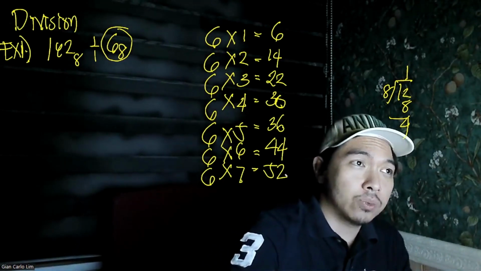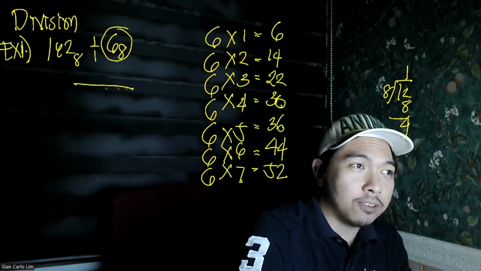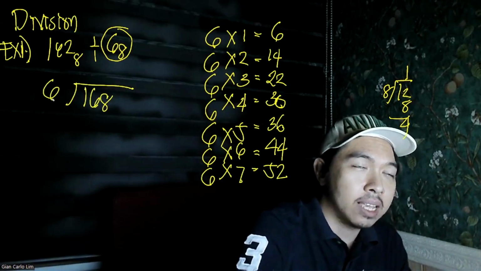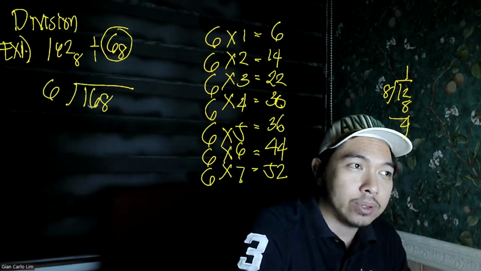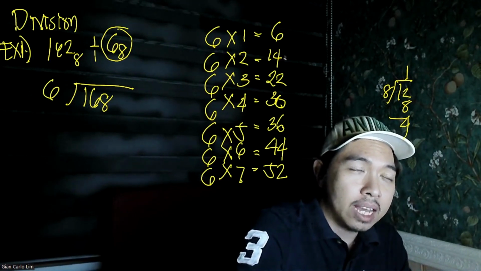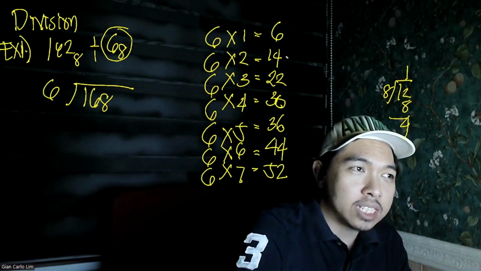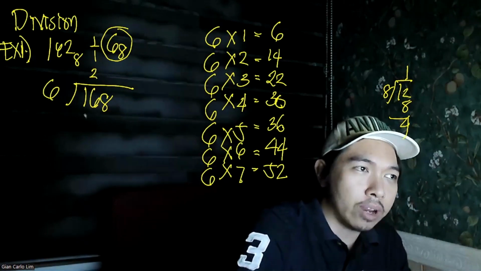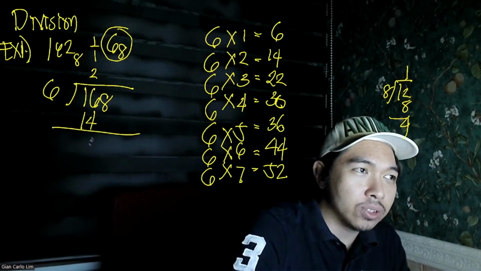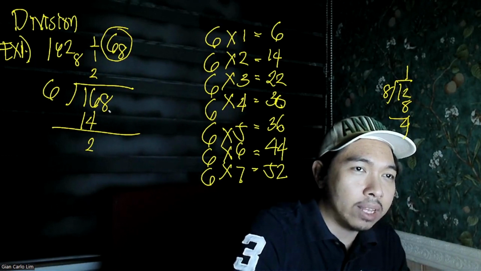The next process would be, we'll make a vinculum for the division. 168 divided by 6. And we will now look at the values. So 16, where does it fit in this table? As you can see, it fits in 2. So we put here 2, and then 14. And after that, we'll write 16 minus 14, so that is 2. And then 8.